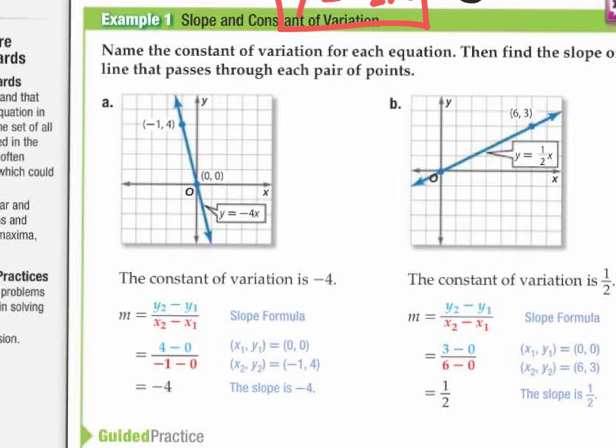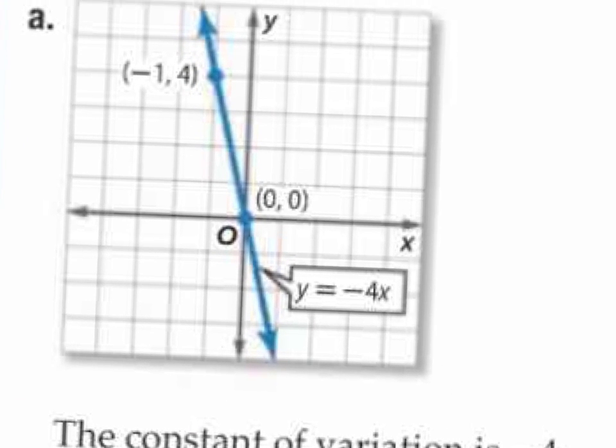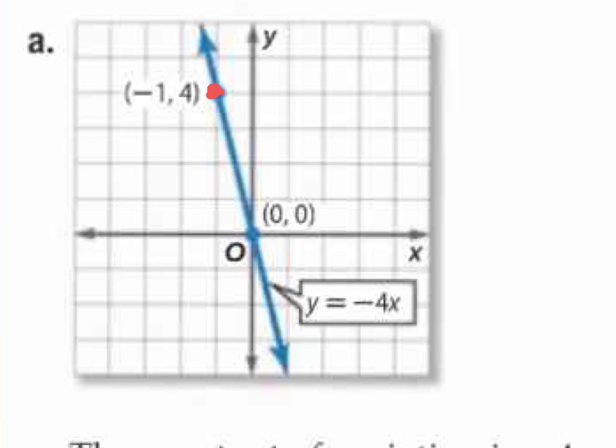So back to example 1, slope and constant of variation. It says, name the constant of variation for each equation, then find the slope of the line that passes through each of the points. It's this simple, guys. Look at your line, and they even pick the points for you. They show you this point right here, the coordinate (-1, 4), and they show you the coordinate (0, 0). Now, you do have the option of using the slope formula, but why waste time on that when you could just count your rise over your run?